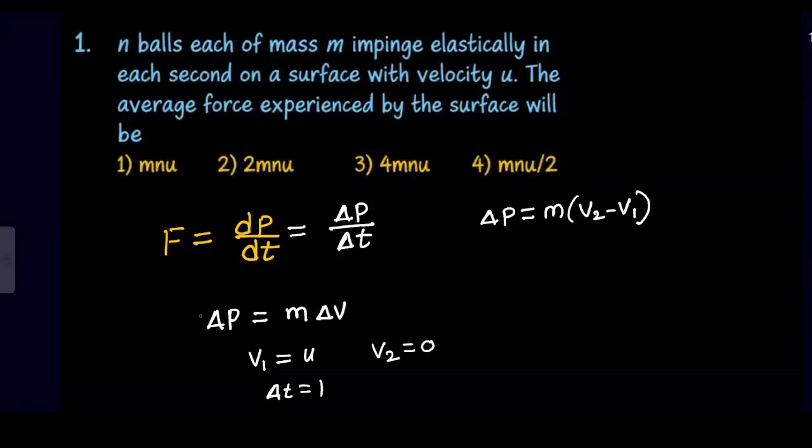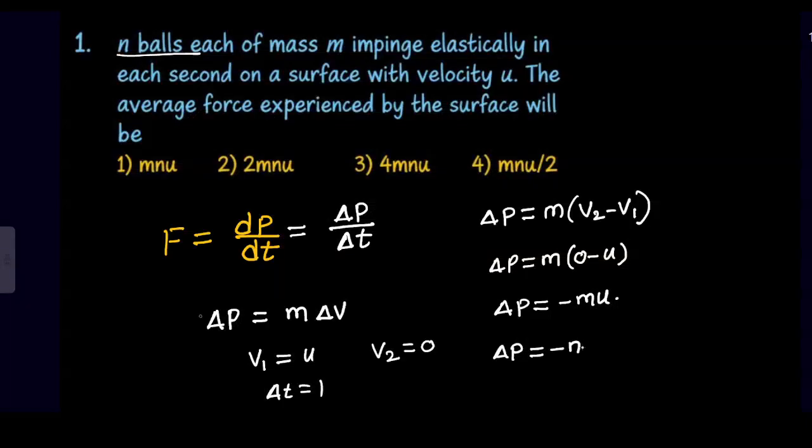So that means delta P, which is equal to M into the V2 value, we have it 0 minus initial velocity U. So that means change in momentum is equal to minus M into U. Here, this is the momentum in case of one ball, but they have given n balls. Due to n balls, momentum change we should multiply by the number of balls, n into m into u. This is the change in momentum in case of n balls.